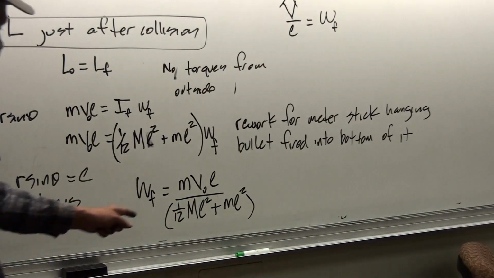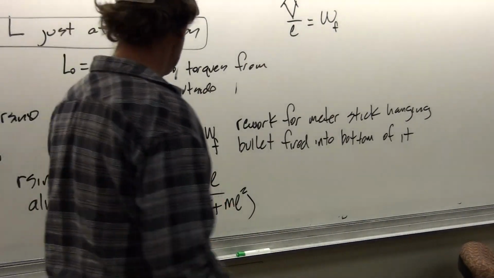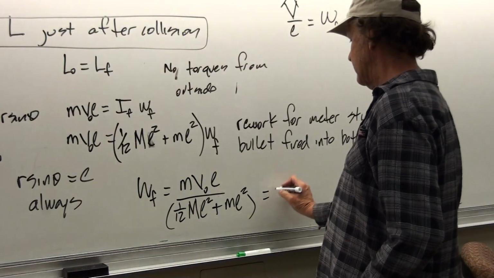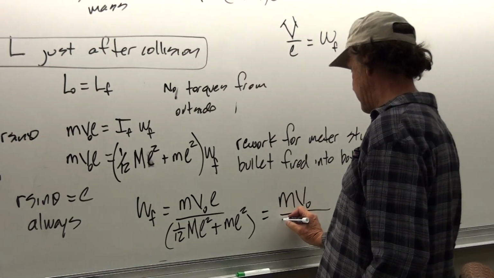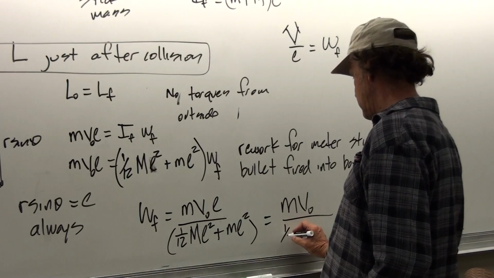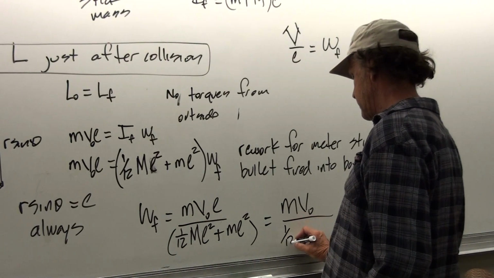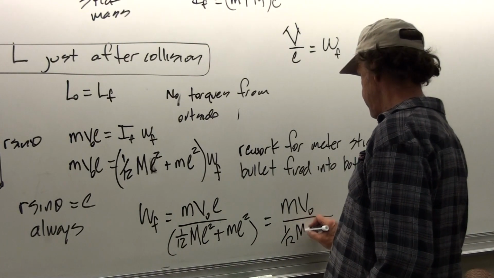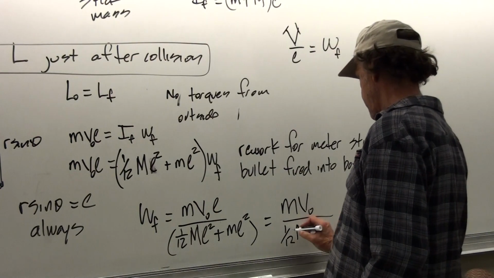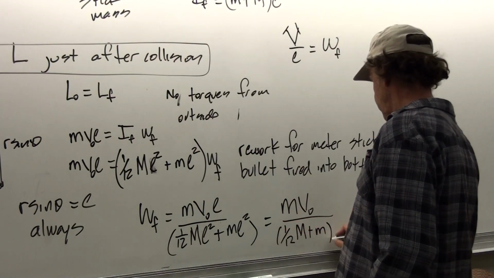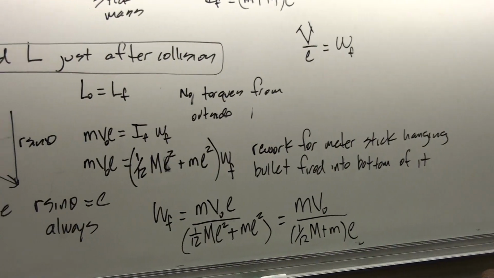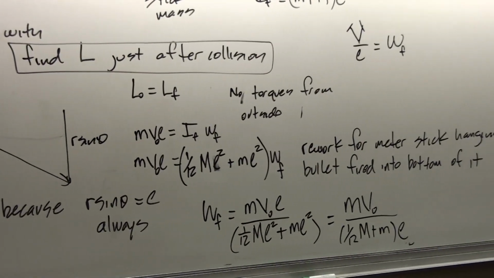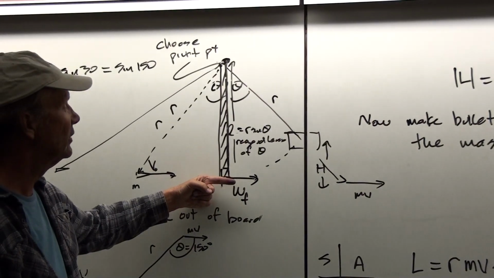Okay, so we can pull out a factor of L in the numerator and denominator. That would give us little mass times little velocity divided by 1/12 M plus little m, times L. That would be the final angular velocity just after the collision.